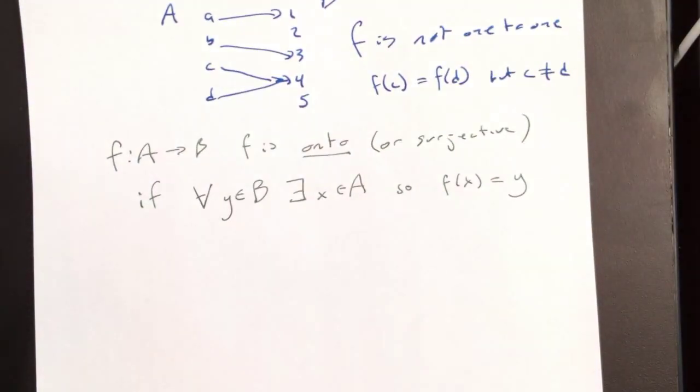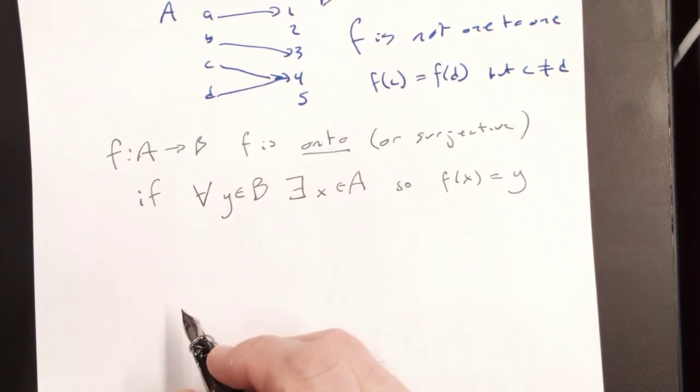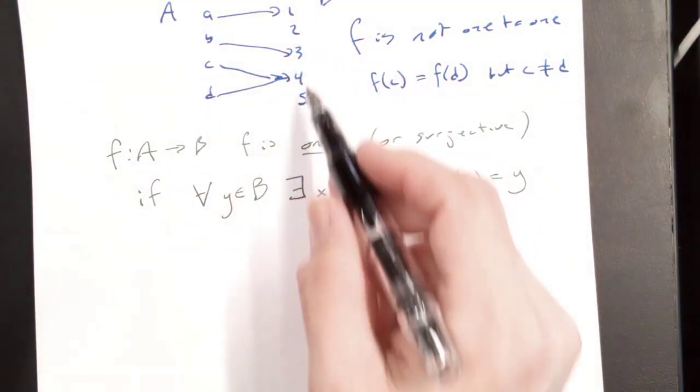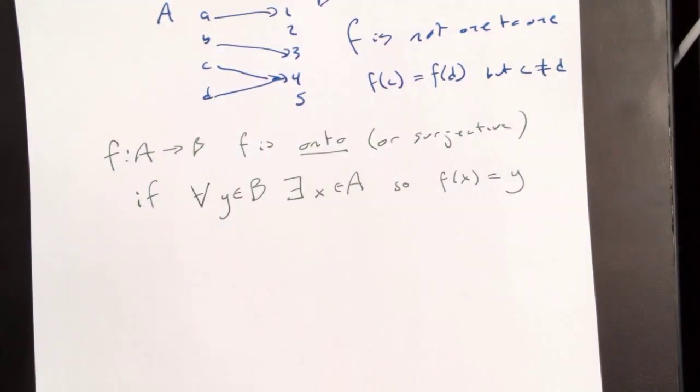Now, I'd be hard pressed to make a function that was onto here. Why would I find it very difficult to make an onto function here? There's 4 elements in set A, and there's 5 in set B. And I can only go to one thing. Exactly one element of B is assigned to each element of A. I can't hit 5 things with 4 arrows.